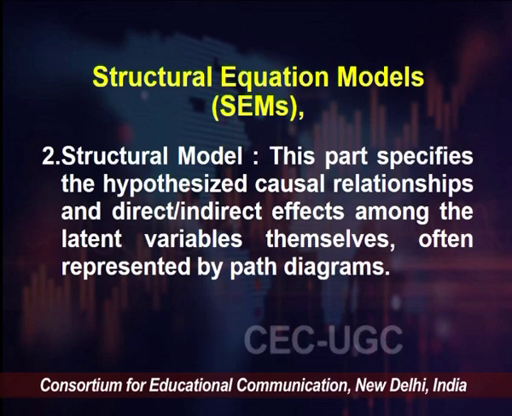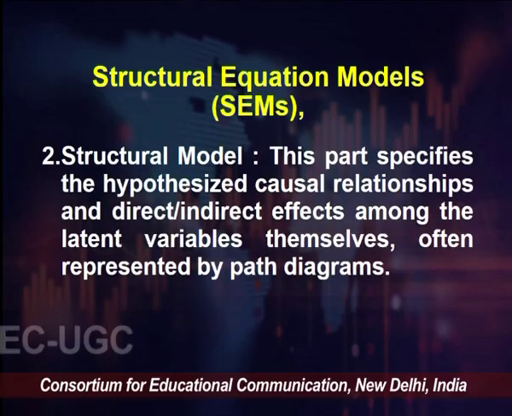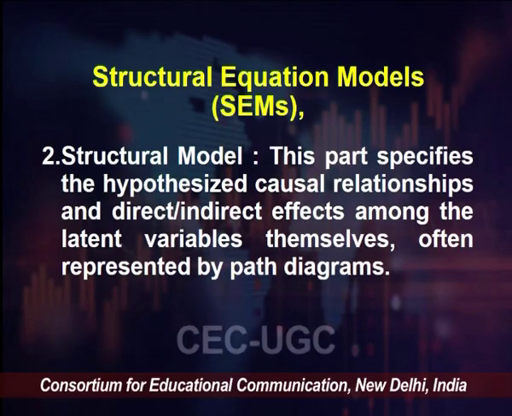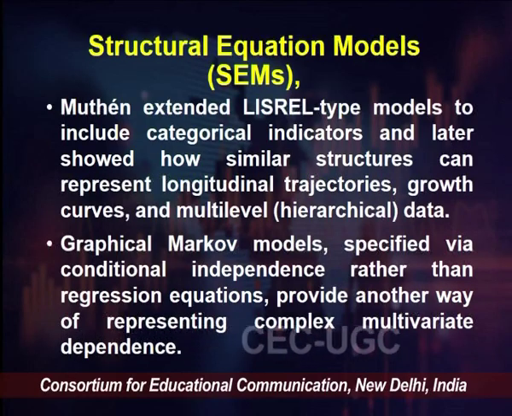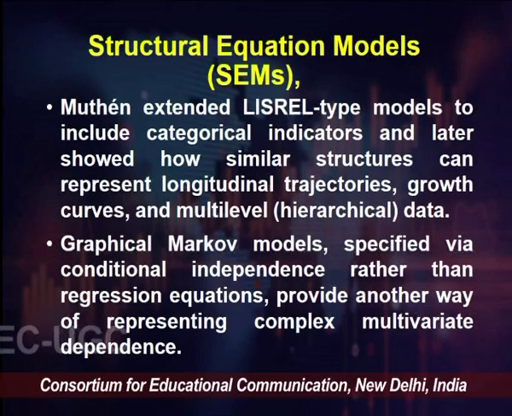This part specifies the hypothesized causal relationships and direct and indirect effects among the latent variables themselves, often represented by path diagrams. Muthen extended the LISREL type model to include categorical indicators and later showed how similar structures can represent longitudinal trajectories, growth curves, and multi-level hierarchical data. Graphical Markov models, specified via conditional independence rather than regression equations, provide another way of representing complex multivariate dependence.